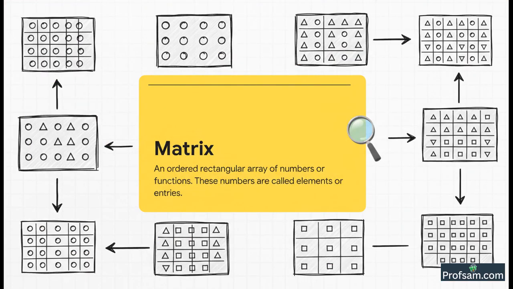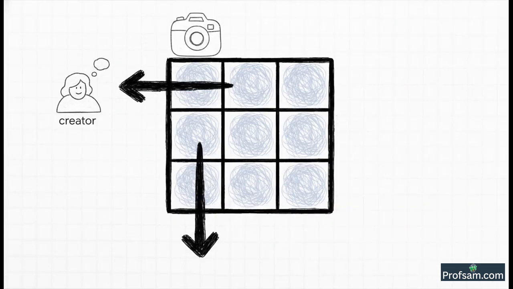Now, the official definition from your NCERT textbook might sound a little complex, but don't let it scare you. It's really just a formal way of describing that neat little table of data we just made. It's a grid, that's all. And a matrix has 2 simple parts.